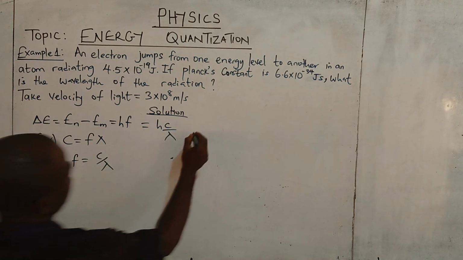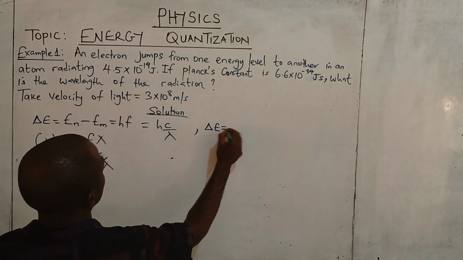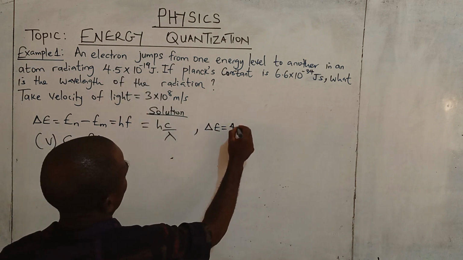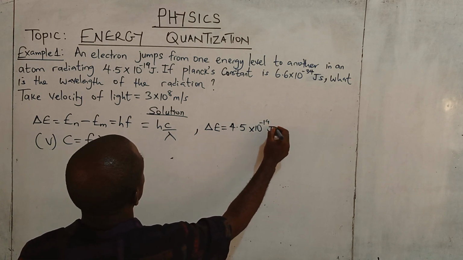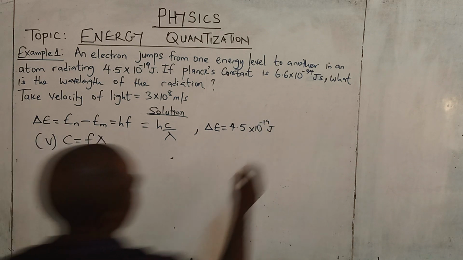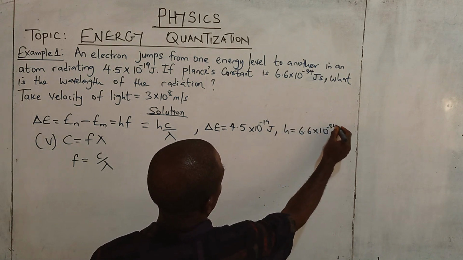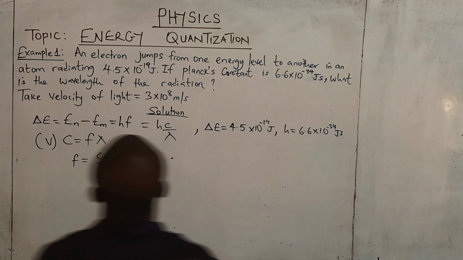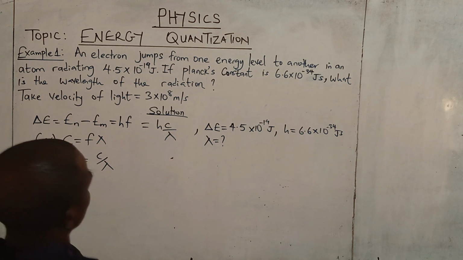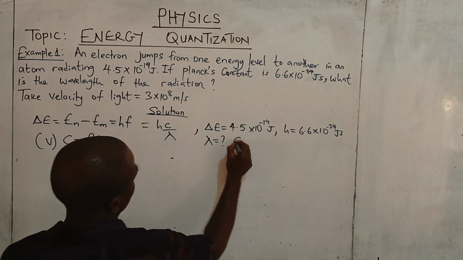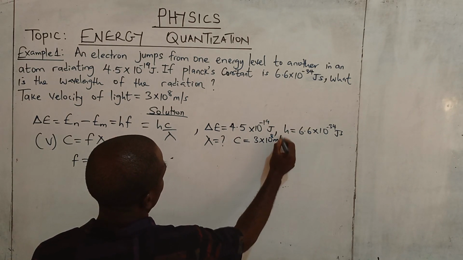Now let's see what parameters are given to us. Change in energy is 4.5 times 10 to the power minus 19 joules. Planck constant h equals 6.6 times 10 to the power minus 34 joule seconds. What is the wavelength of the radiation? You are given the velocity c equals 3 times 10 to the power 8 meters per second.